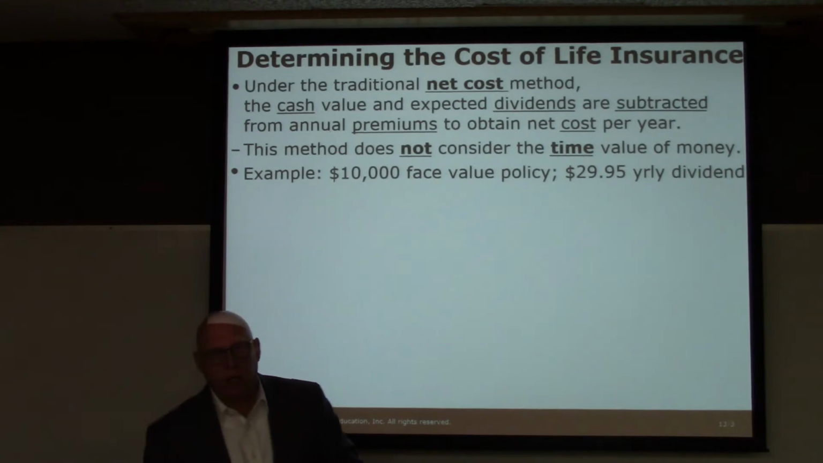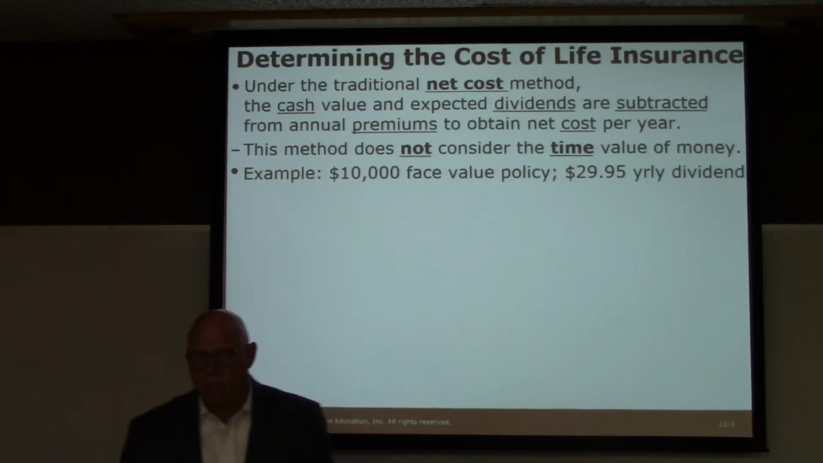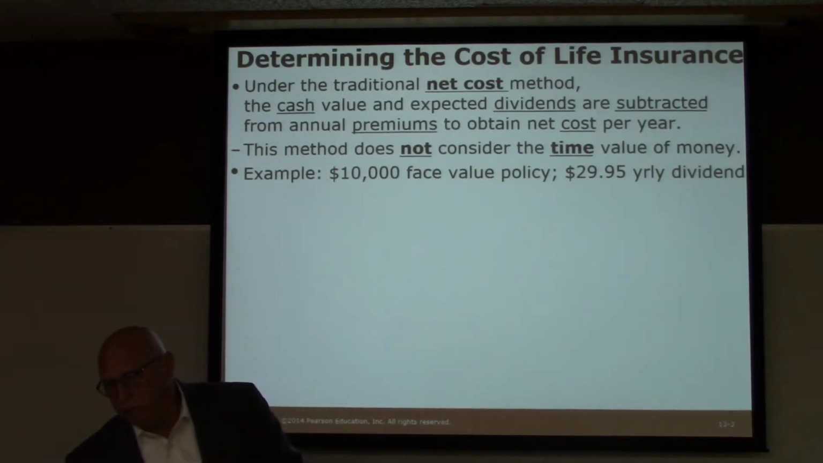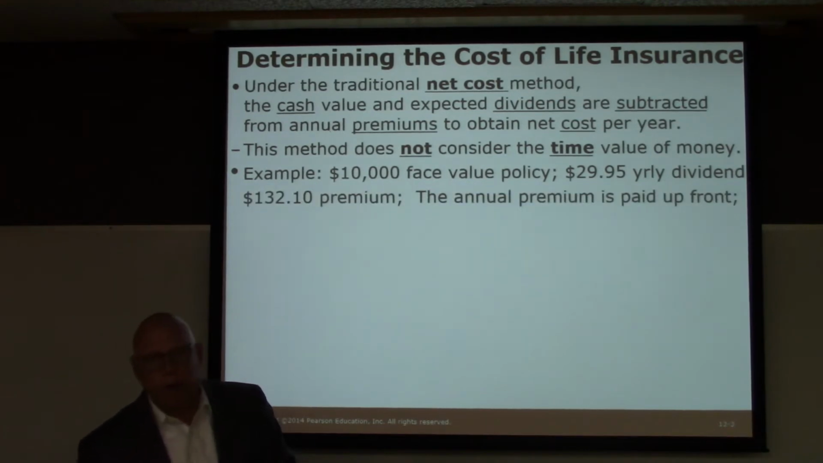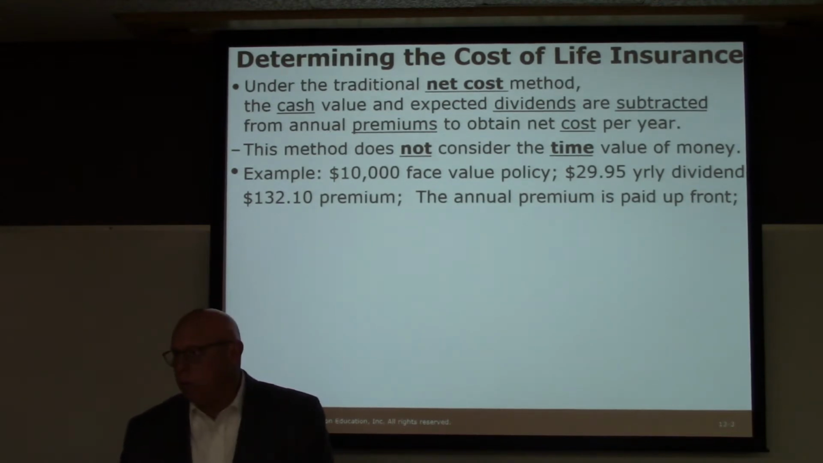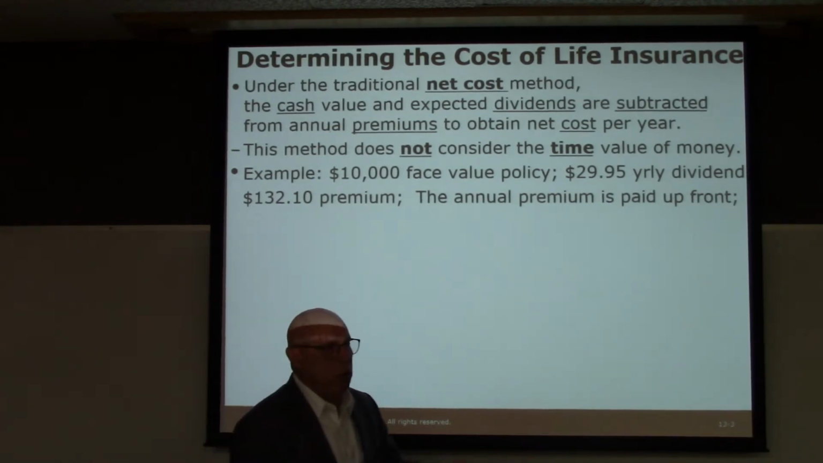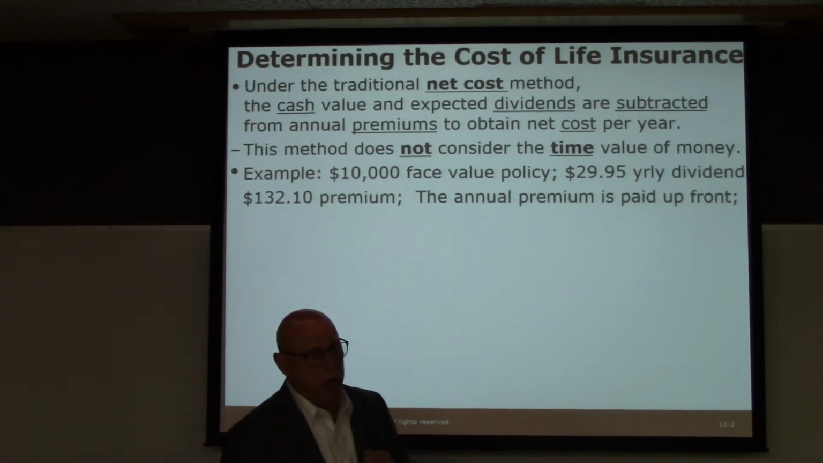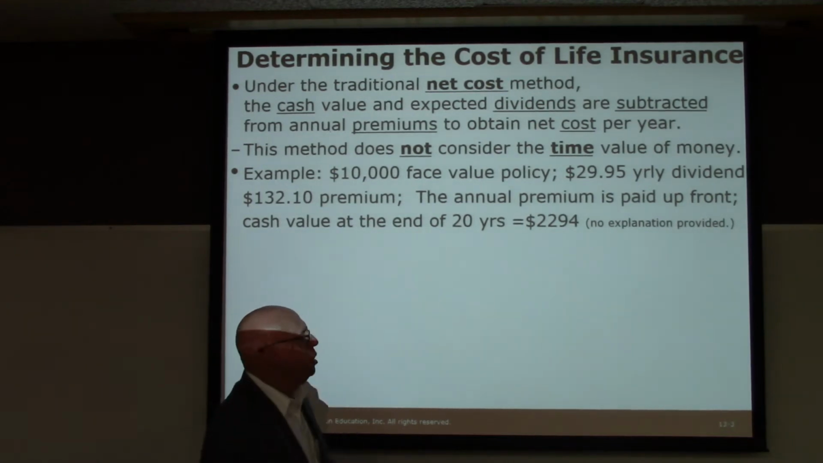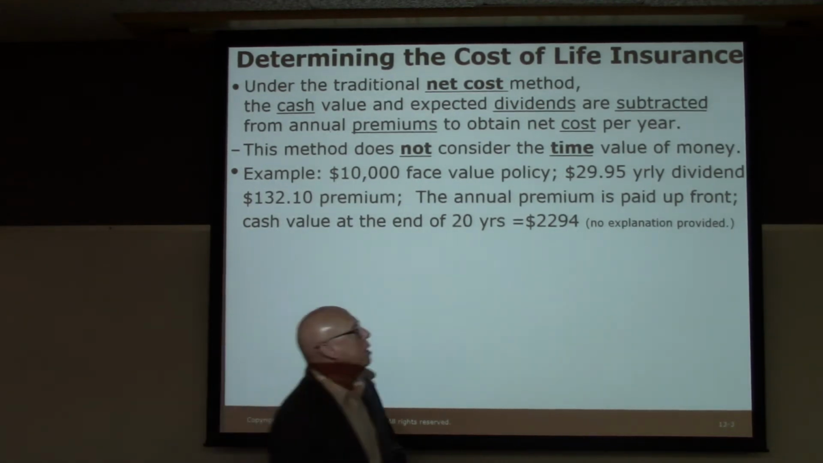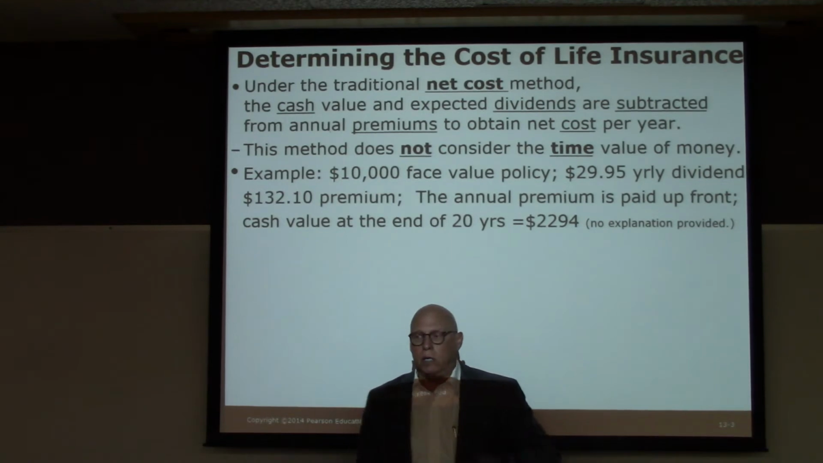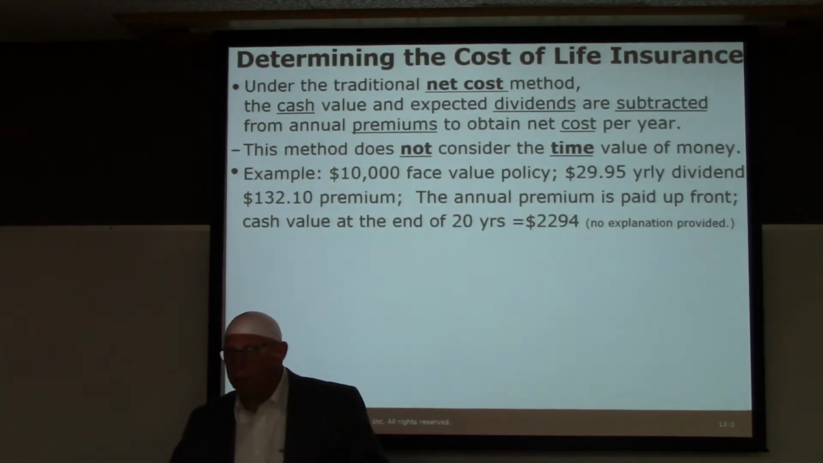You have a policy, it has a $10,000 face value, okay, that's the death benefit, and it pays a $29.95 yearly dividend. Let's say 30 bucks, okay? The premium is $132.10. Keep in mind the annual premium is paid up front. The annual dividend is received at the end of the year, okay? All right, the cash value at the end of 20 years is $2,294, and the book does not give an explanation of how they came up with this cash value. And it's important to understand how they came up with the cash value.